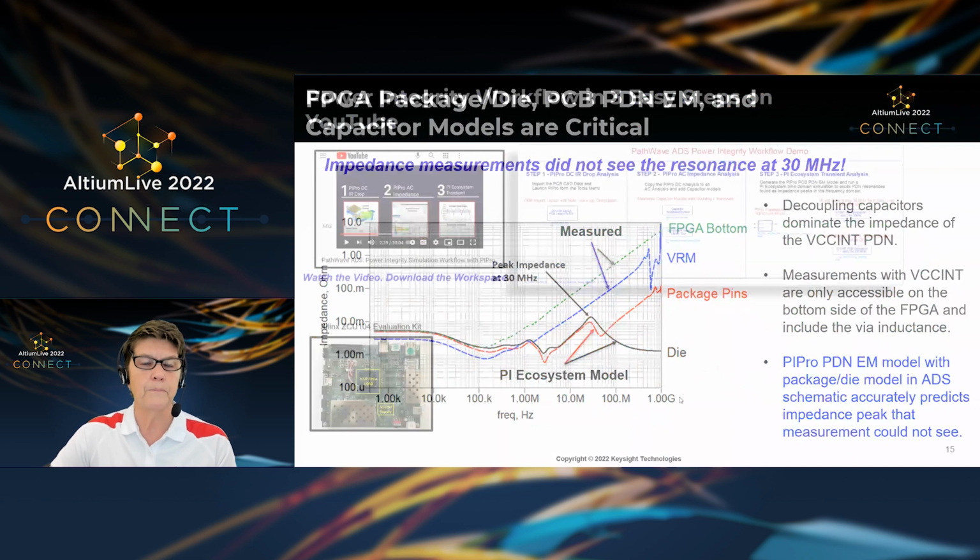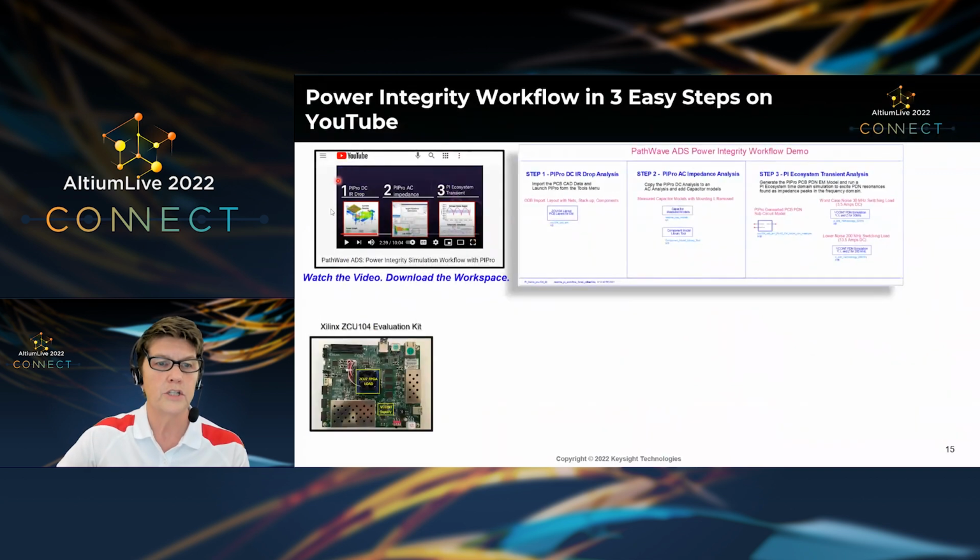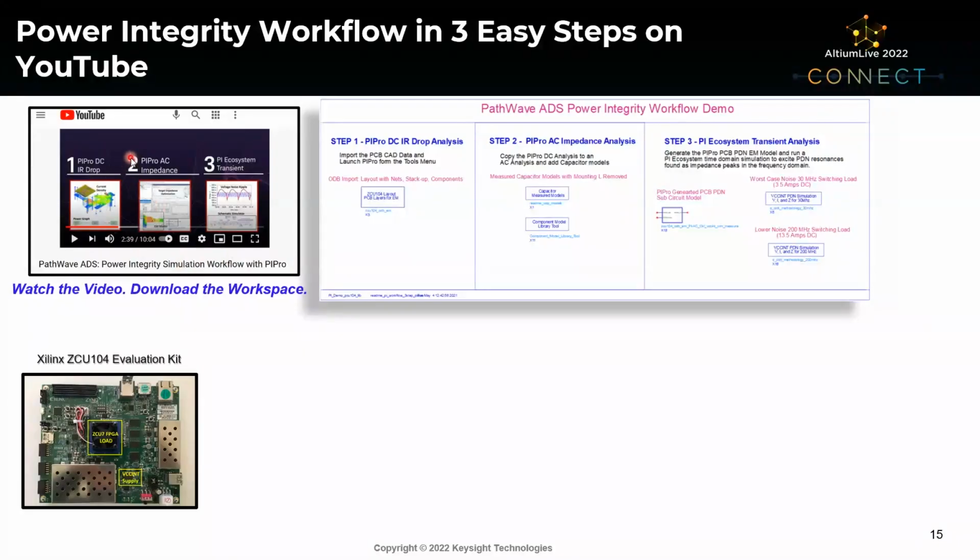So if you want to explore this real-world test case, we actually have the power integrity workflow in 3 easy steps on YouTube, and it uses this Xilinx ZCU104 evaluation kit as the example, and this is the basis for the analysis that I just showed you with the impedance versus frequency of the whole PI ecosystem that showed us the resonance at 30 megahertz.